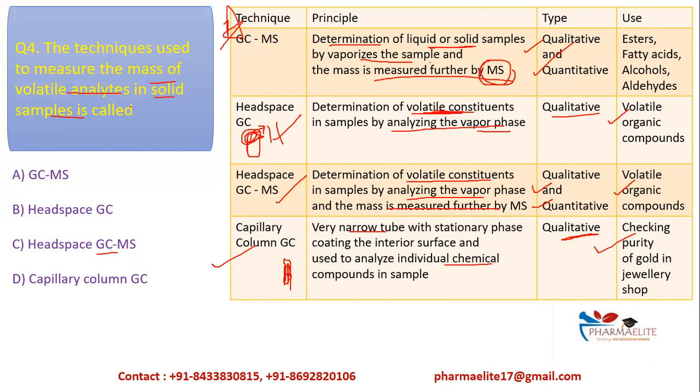So what is the question? हमें क्या पूछा है? ऐसे कौन सा टेक्निक है जो मास ऑफ वॉलेटाइल एनालाइट्स मेजर करता है फॉर सॉलिड सैंपल्स? So mass of volatile analytes of solid samples. Therefore the correct answer here is headspace GCMS. यहाँ भी मास है, यहाँ भी मास है, लेकिन वॉलेटाइल सैंपल्स बोला है. So we have to use the headspace technique.